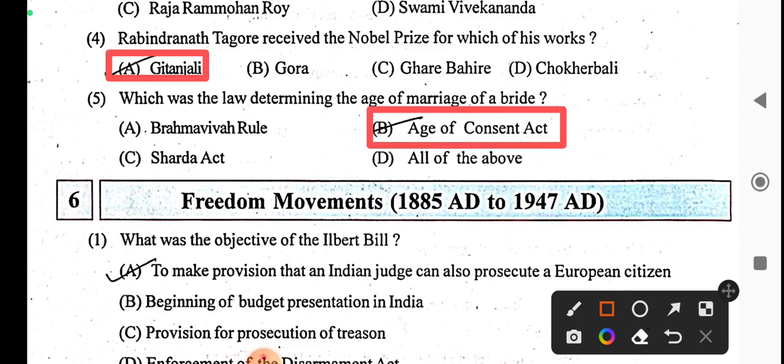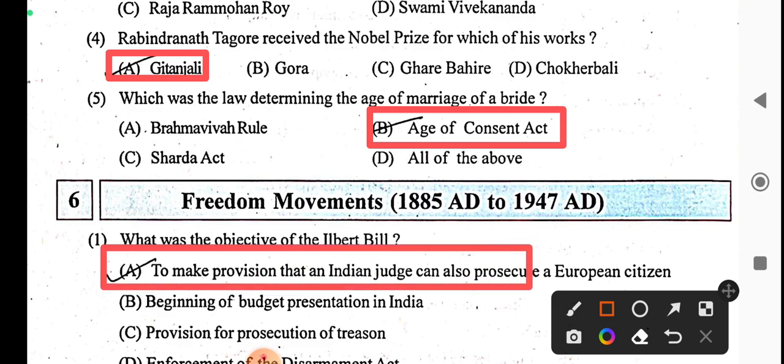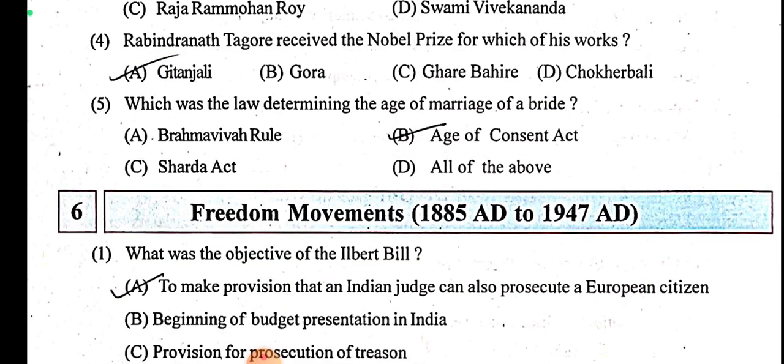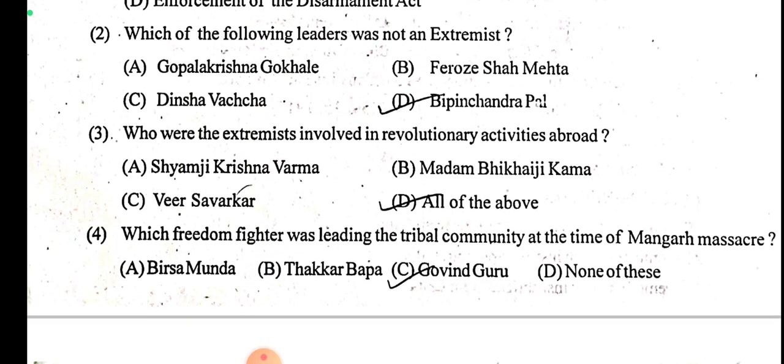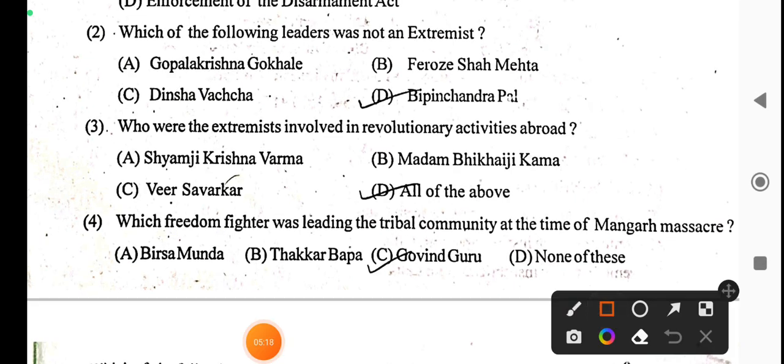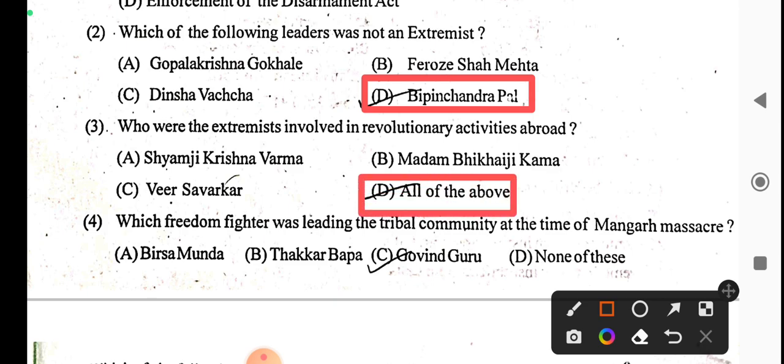Freedom movement, chapter number 6. What was the objective of the Ilbert Bill? To make the provision that Indian judges can also prosecute European citizens. Which of the following leaders was not an extremist? Bipin Chandra Pal. Who were the extremists involved in revolutionary activity abroad? All of the above.